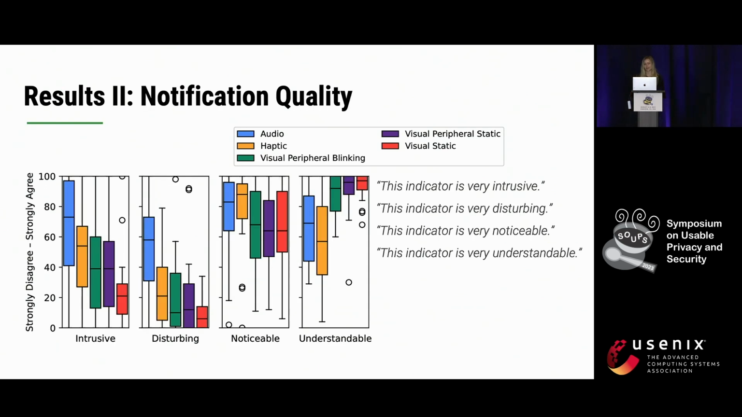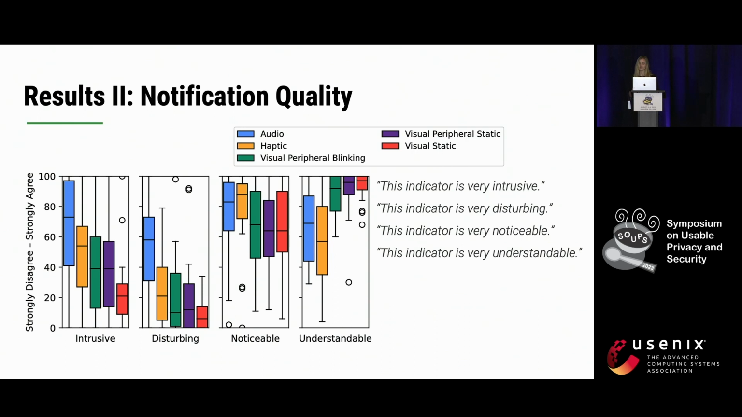In terms of the notification quality, we found that our participants perceived the visual static indicator significantly less intrusive than the audio and haptic indicator, and our participants perceived the audio indicator significantly more disturbing than all other indicators, and the haptic indicator more disturbing than the visual static indicator. In terms of the noticeability, we did not find any significant differences.